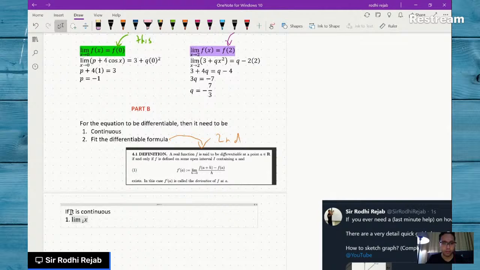Change the formula. F(a) exists. And second is when F(a) is defined. I mean, it exists as well. And third is when the first rule equals the second rule. So basically what I wrote down over there.